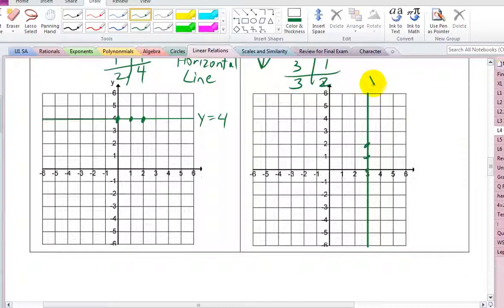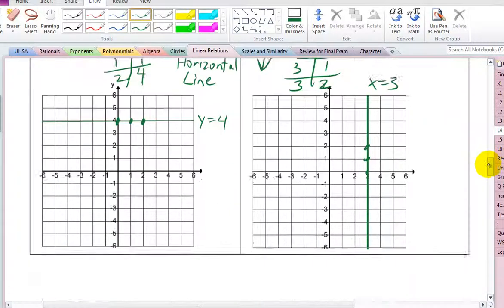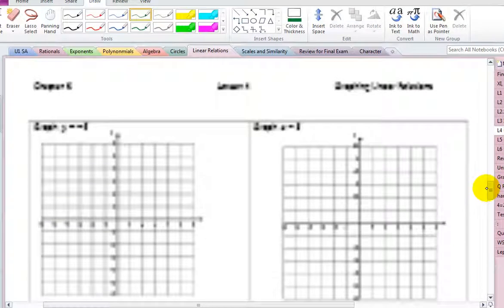And there's the line x equals 3. So for x equals 3, we get a vertical line at x equals 3. So these are some that you have to memorize. You don't really have to do an XY chart. That's just to do if you're stuck. But have it memorized. Okay.